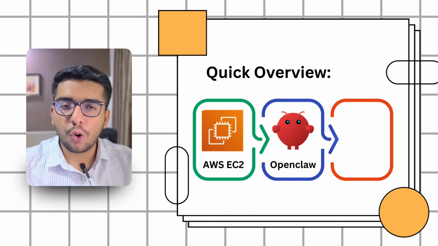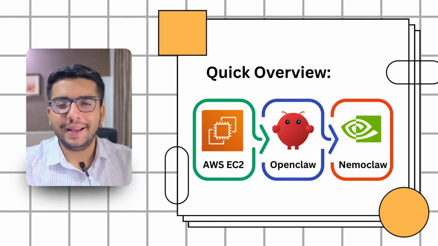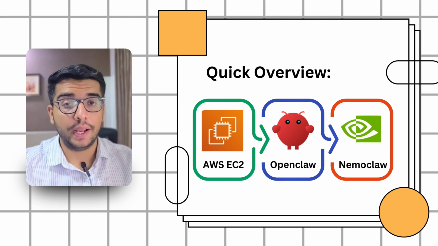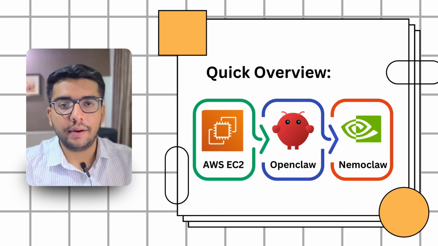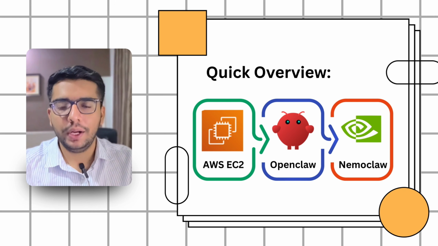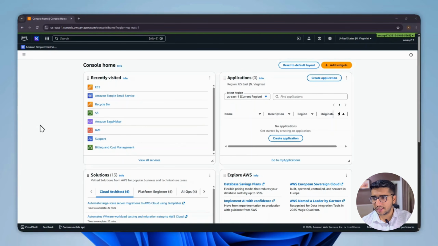Second, we will install OpenClaw inside the server. And then we will install NemoClaw and create the sandbox environment around our OpenClaw agent. And finally, we will connect everything and run the agent inside that sandbox environment so you can see how it actually works. Alright, we are here inside the AWS console and we are launching a new EC2 instance.